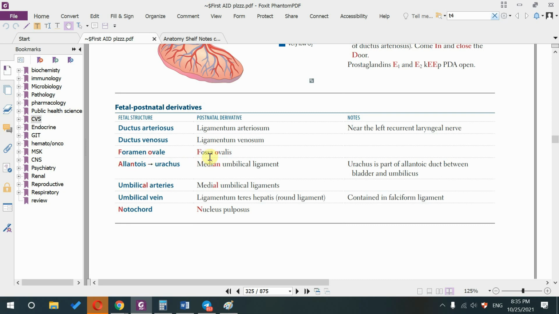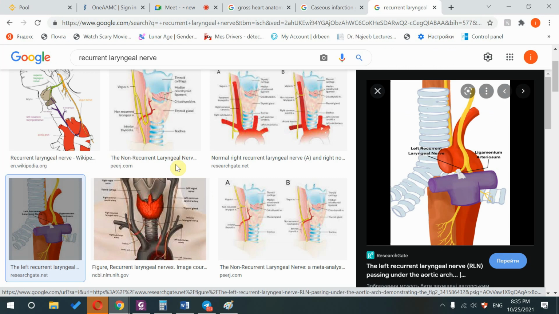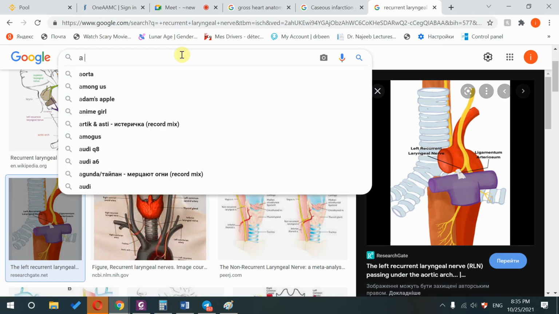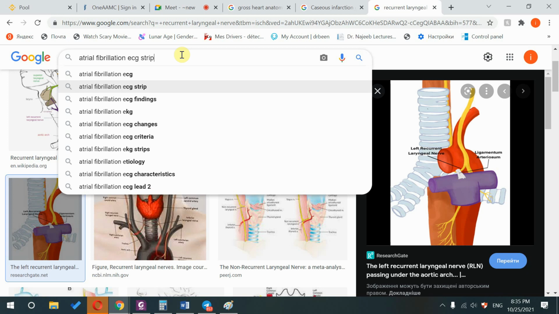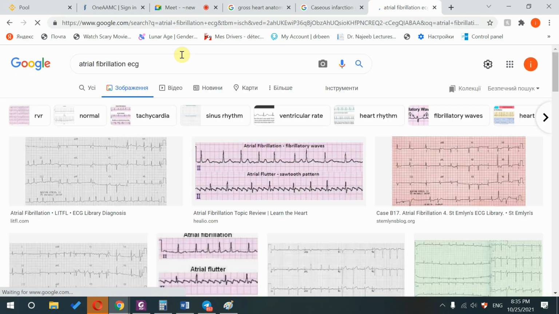The catheter that was used to ablate what? The ectopic foci. The ectopic foci of what? The VFib. How does the VFib look? I'm sorry, not VFib, AFib, atrial fibrillation. How does atrial fibrillation look in an ECG? Well, that's a flutter, that's a fibrillation.